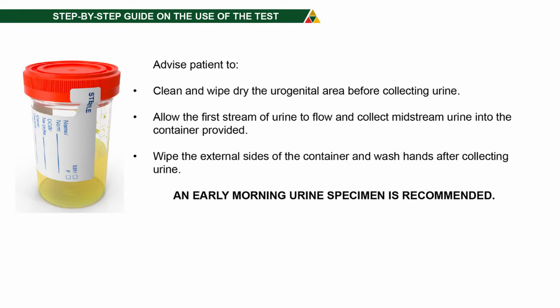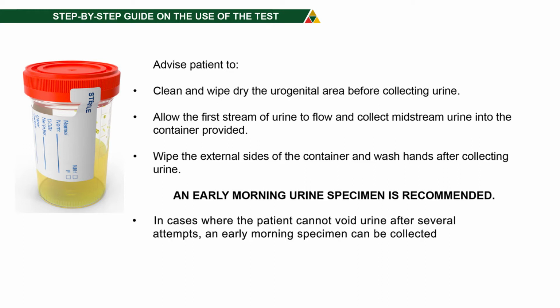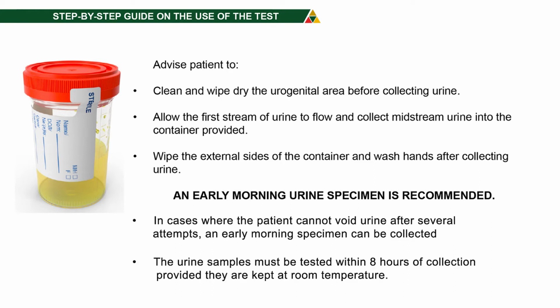The ideal would be to collect a first or early morning specimen, but it is not essential. An early morning urine specimen increases the yield considerably. In cases where the patient cannot void urine after several attempts, an early morning specimen can be collected. The urine samples must be tested within 8 hours of collecting the specimen, provided they are kept at room temperature at all times.